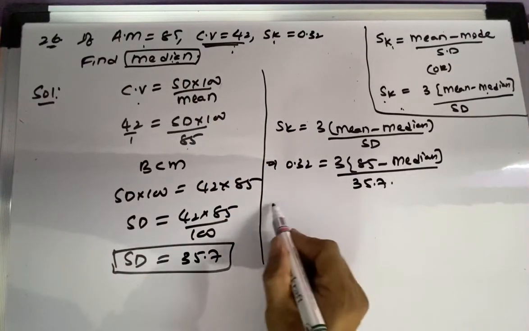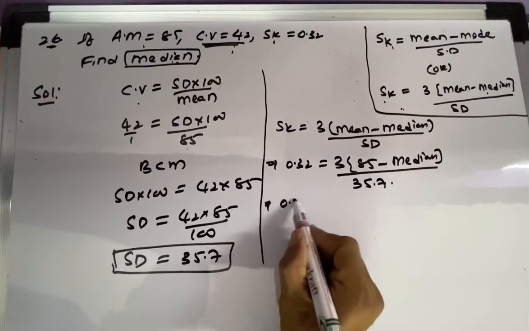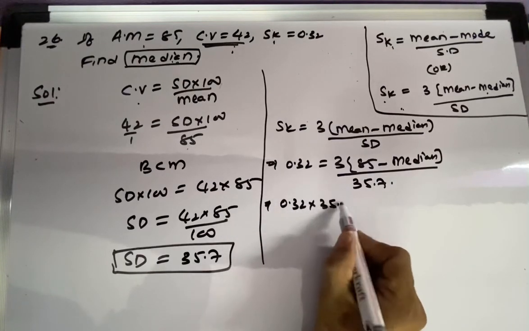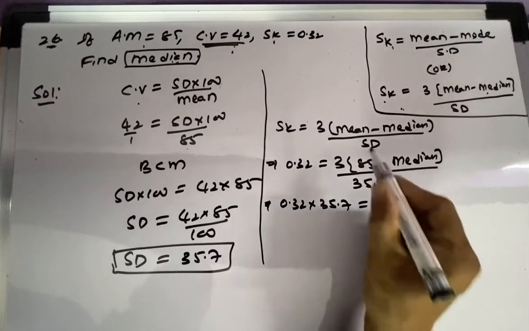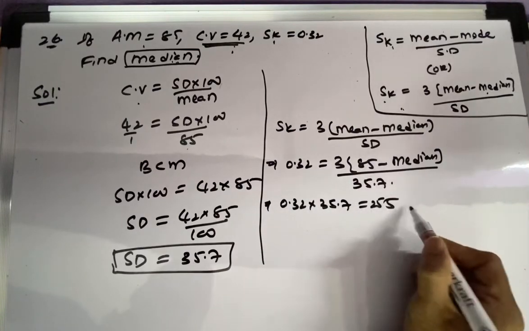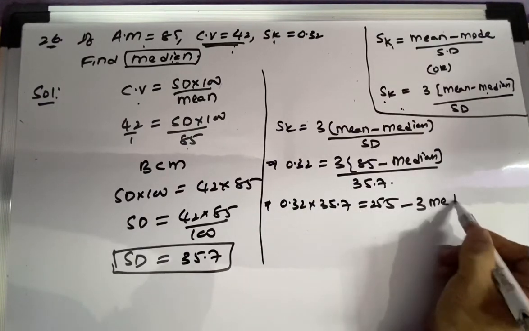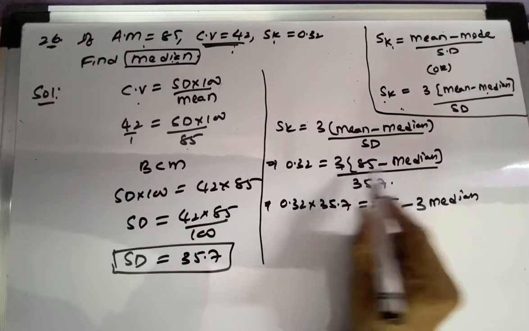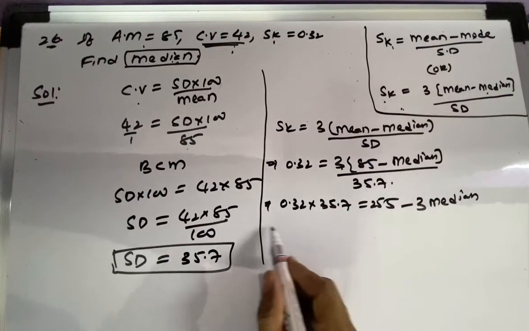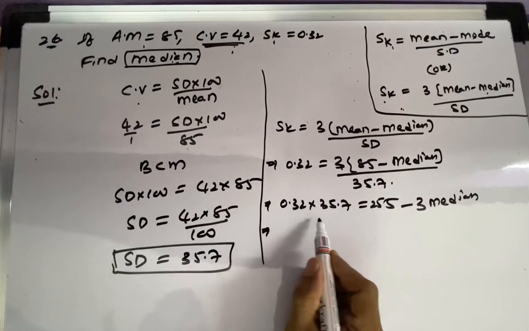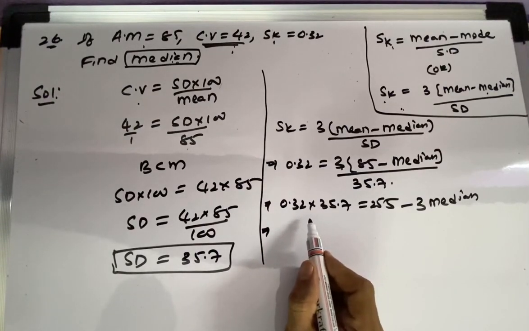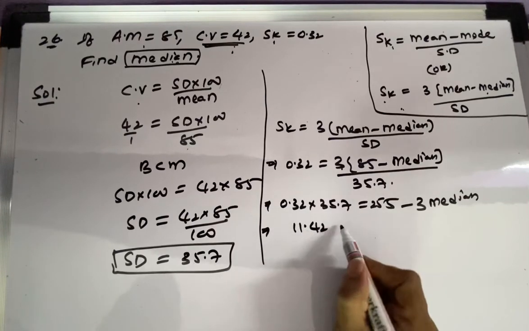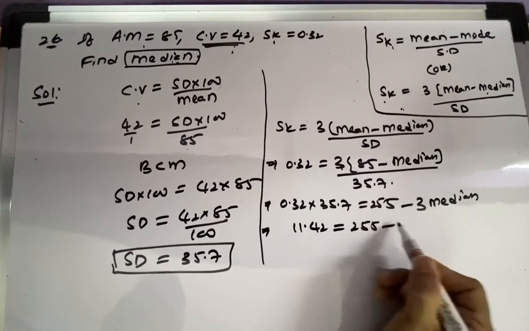Now we will cross multiply this. 0.32 into 35.7 equals 3 into 85 minus 3 into median. This 3 is multiplied to 85, which is 255, and 3 is multiplied to median, which is 3 median. If we multiply 0.32 into 35.7, we will get 11.42 equals 255 minus 3 median.